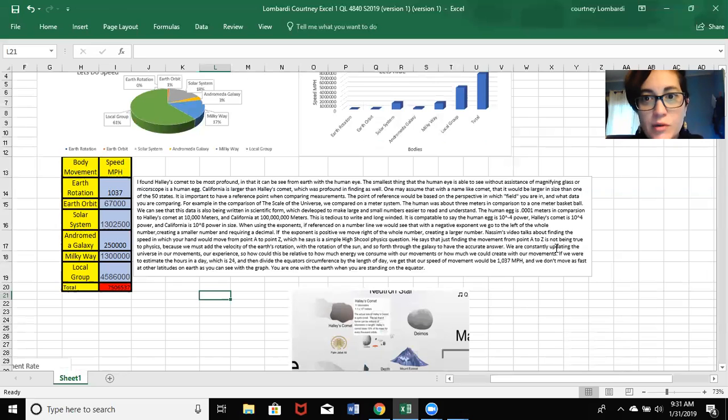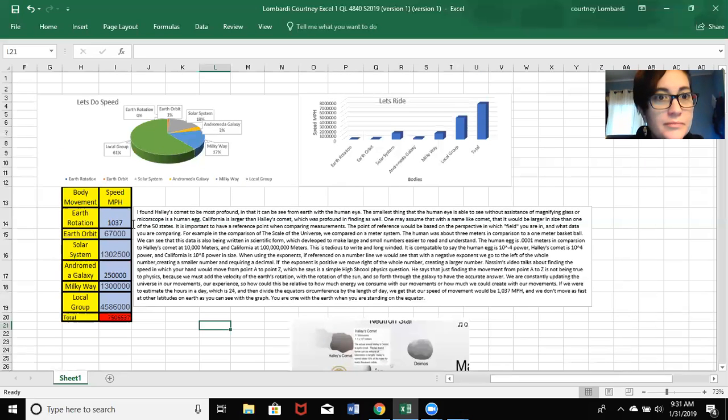All right, and then so we also wanted to know, so we would have to add all these things in to know how fast our hand was moving. And the Earth's rotation is 1,037 miles per hour. And if we were standing on the equator, that would be our speed as well. And to find that out, we estimate the hours in a day, which is 24 hours in a day, and then we divide that by the equator circumference. And our speed is 1,037 miles per hour, just as the Earth's rotation is when you're standing on the equator. And you don't move as fast at other latitudes on Earth.